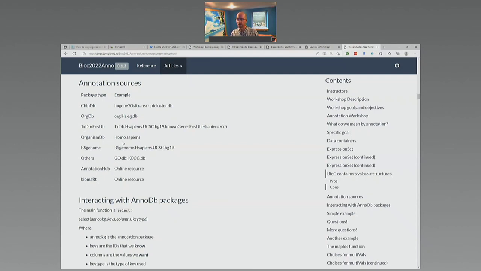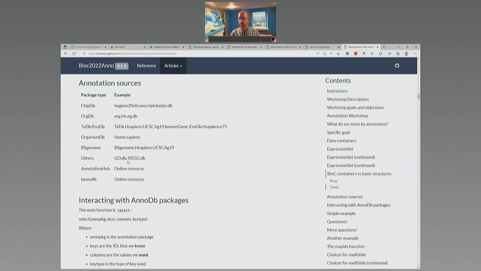An organism DB is a combination of a couple of these, where you can do queries between the databases. So it's like a higher abstraction, and it's a little bit easier to do certain queries. The BSgenome packages are sequence data. So if you get to the point where you need to know, well, what's the promoter sequence in the BRCA1 gene, you can use these to get that promoter sequence.